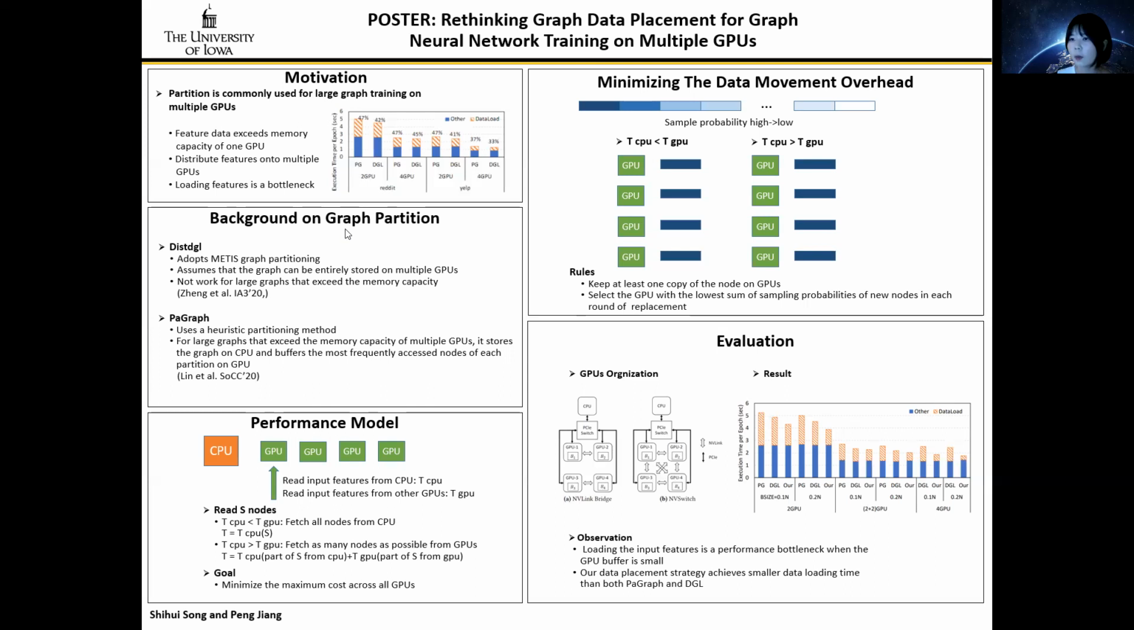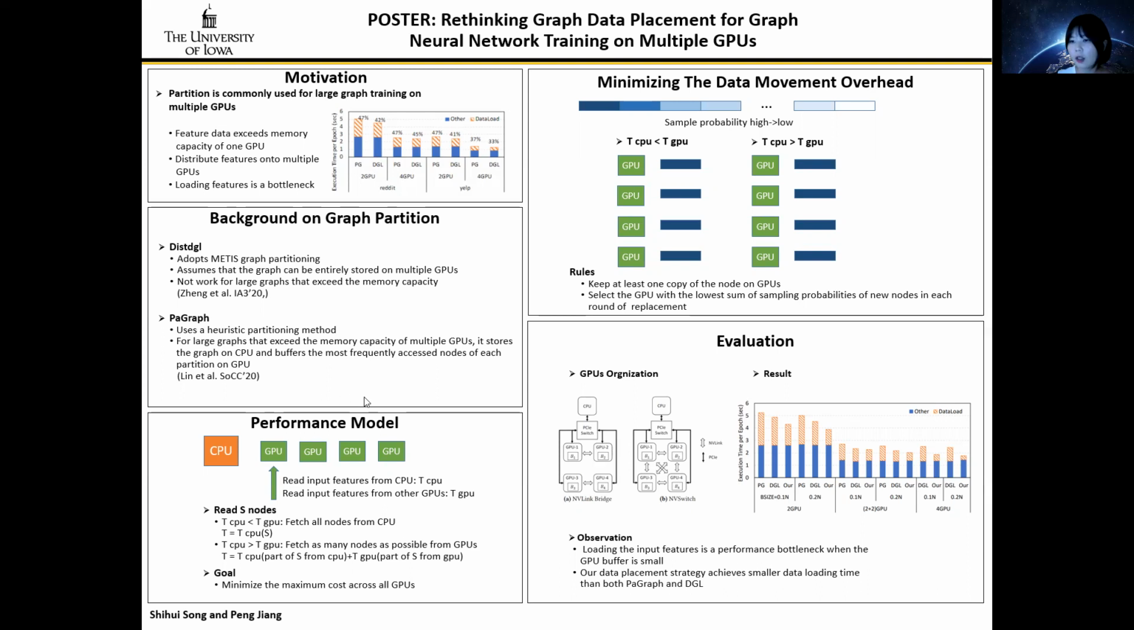dist.dgl and PPoPP' were both proposed recently. DGL adopts Metis graph partitioning. It assumes that the graph can be entirely stored on multiple GPUs. Thus, it cannot work for large graphs that exceed the memory capacity. PPoPP' uses a heuristic partitioning method based on training nodes, and for large graphs that exceed the memory capacity of multiple GPUs, it stores the graph on CPU and buffers the most frequently accessed nodes of each partition on GPU.